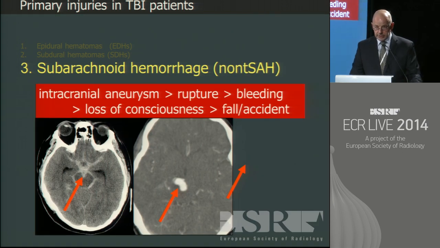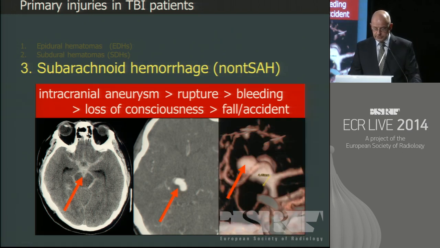Why? Because the clinical scenario could have been like this. The patient had an intracranial aneurysm. It ruptured. It bled to the subarachnoid space. There was a sudden loss of consciousness that resulted in the fall of the patient. So we have the accident, or he was the driver and he hit another car or tree, and you can have the fracture and epidural hematoma. So this is the case.